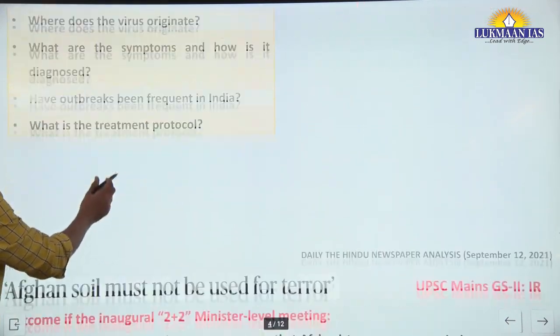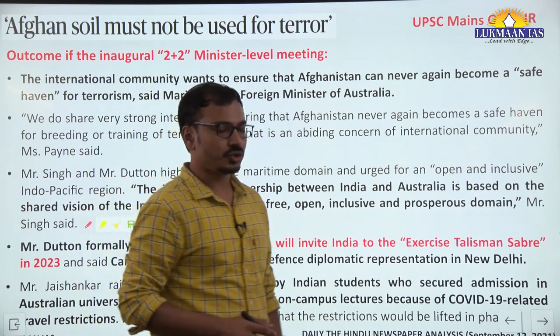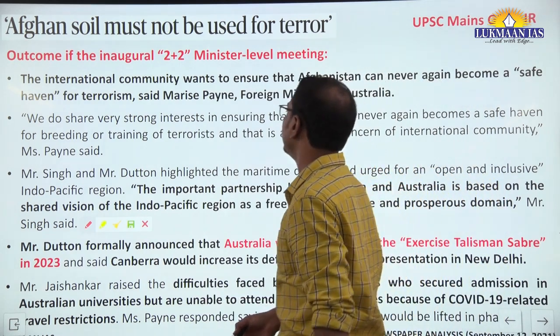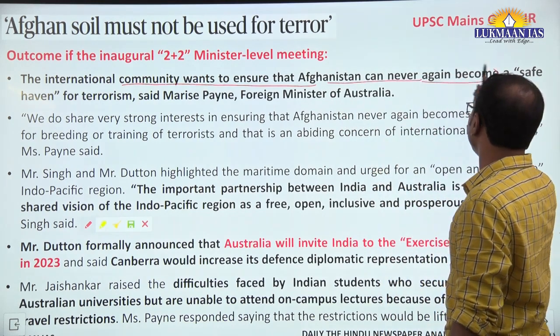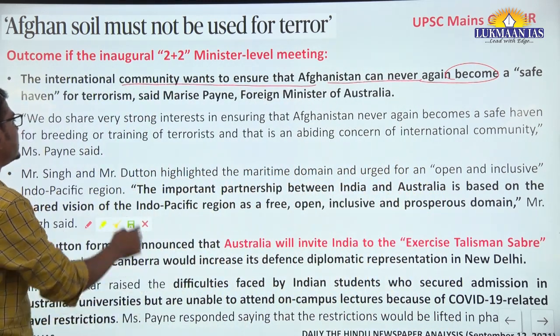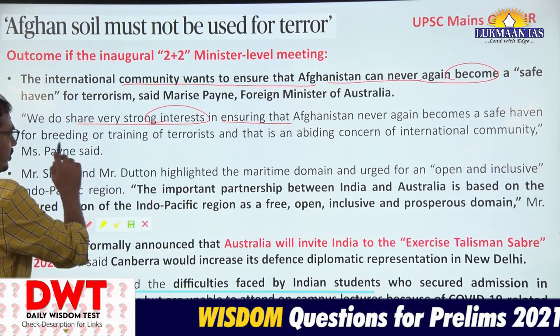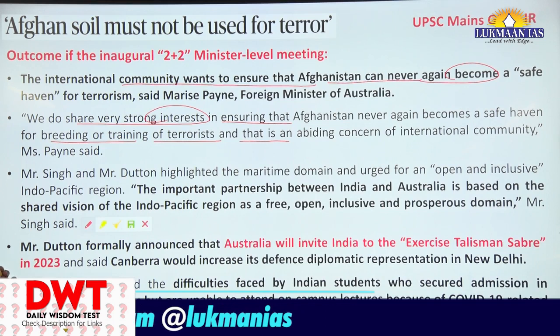Yes. Now moving on. Afghan soil must not be used for terror. This was the 2+2 ministerial level meeting between India and Australia. The outcome of this summit, the joint statement and press release after this ministerial level meeting: the Foreign Minister of Australia is saying the international community wants to ensure that Afghanistan can never again become a safe haven for terrorism. Both countries share a very strong interest in ensuring that Afghanistan never again becomes a safe haven for breeding or training of terrorists. That is an abiding concern of the international community.